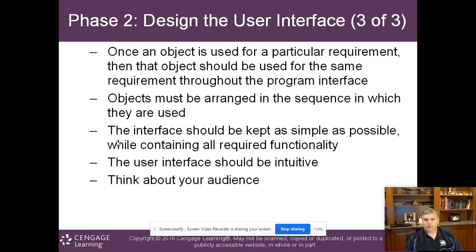Once an object is used for a particular requirement, then that object should be used for the same requirement throughout the program interface. Objects must be arranged in a sequence in which they are used. One thing I've seen that's really bad user interface is if you have an application with multiple forms. At the bottom of the form, you might have a close button. Make sure that close button is in the same place in every form. You don't want it on the right side in one form and on the left side on the other form. That's going to be very confusing for the users, so keep things in the same place. Make the application intuitive.